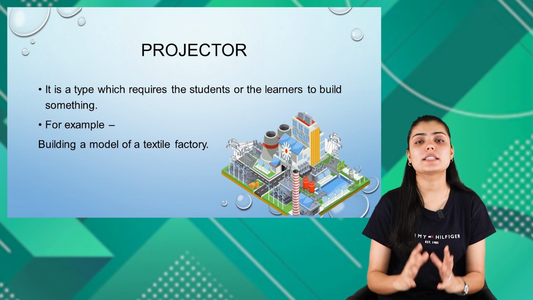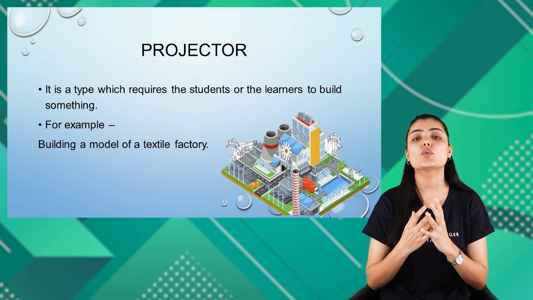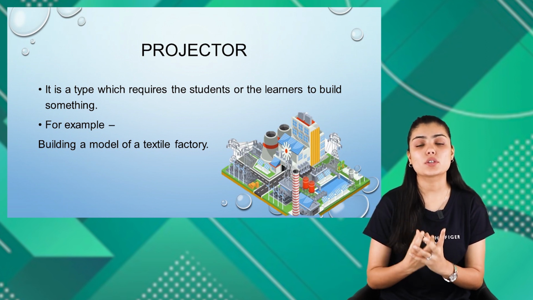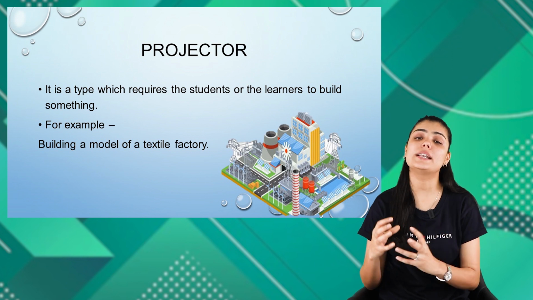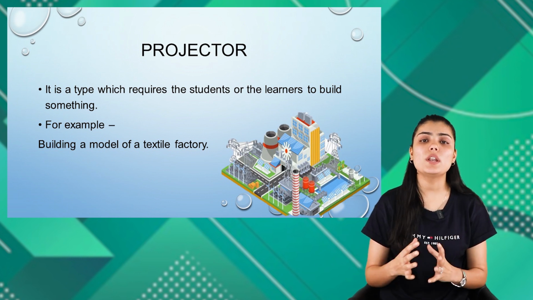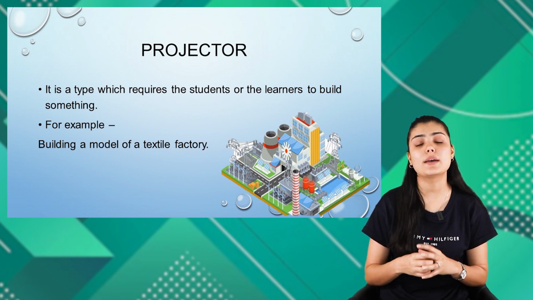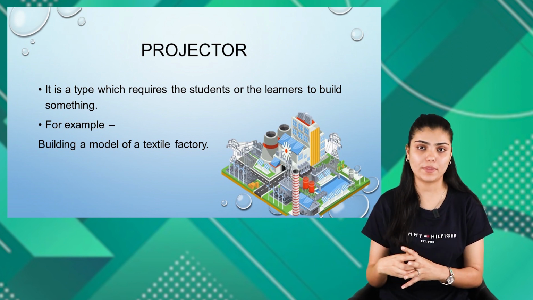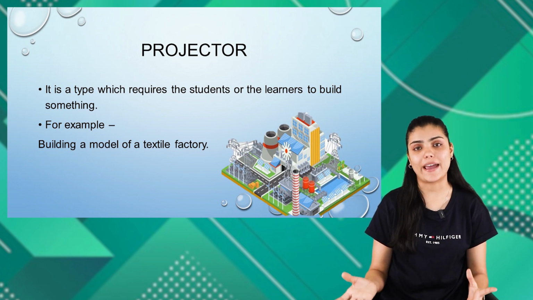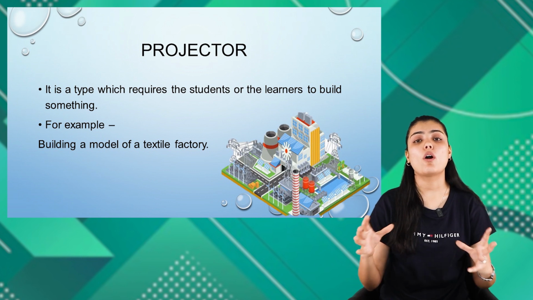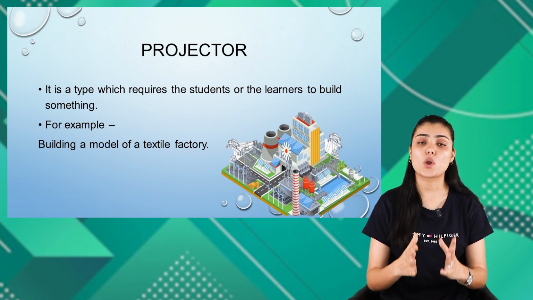So the first one is the producer type. Producer type projects are those which require the students to be involved in carrying out activities such as building something. The students will be involved in carrying out projects which require them to actually make something. For example, building a model of a textile factory or building a model of a science museum, right? All this comes under the producer type.